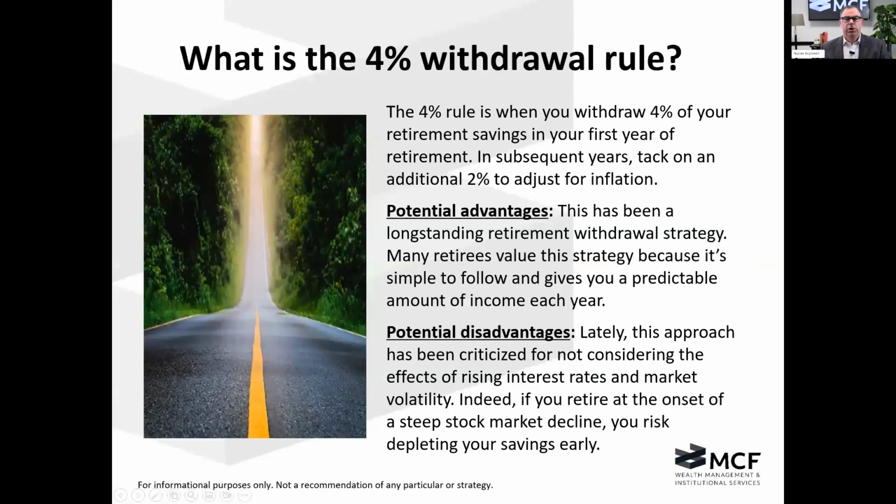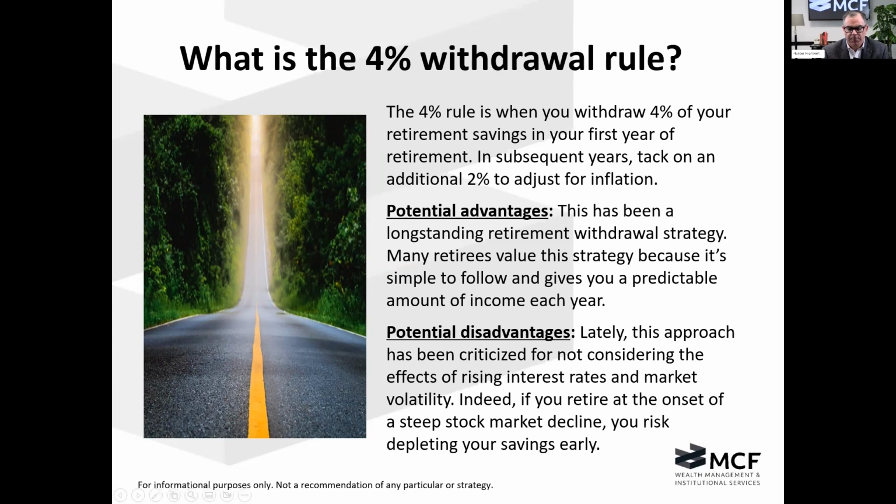Okay, so let's start with strategies. The first one, some of you might have heard of or have seen, is the 4% rule. The 4% rule is simply when you withdraw 4% of your retirement savings in your first year of retirement, and in subsequent years tack on a little bit for inflation, maybe 2%, but you're trying to not take out more than 4% of the principal of your money every year.